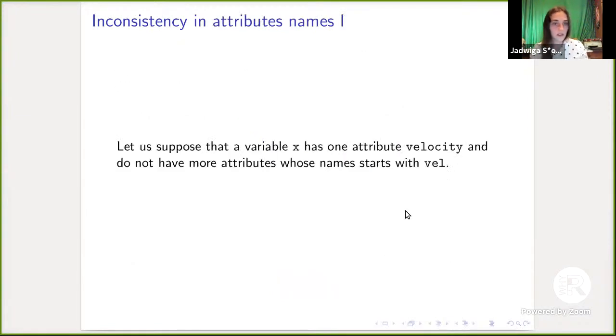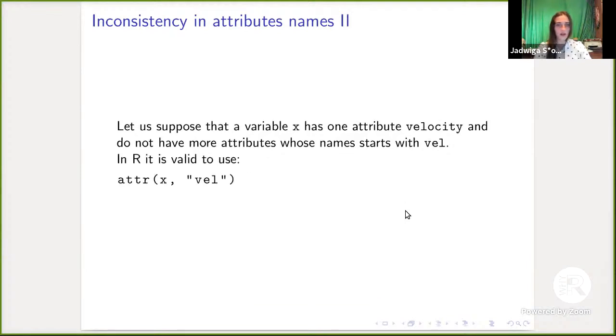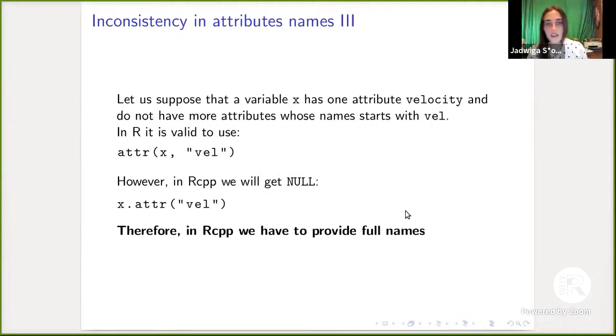The second inconsistency. Let us suppose that we have a variable which has one attribute, velocity, and we do not have more attributes whose name starts with V. This code in R is valid. However, in RCPP, we will get null. We have to provide full names in RCPP.